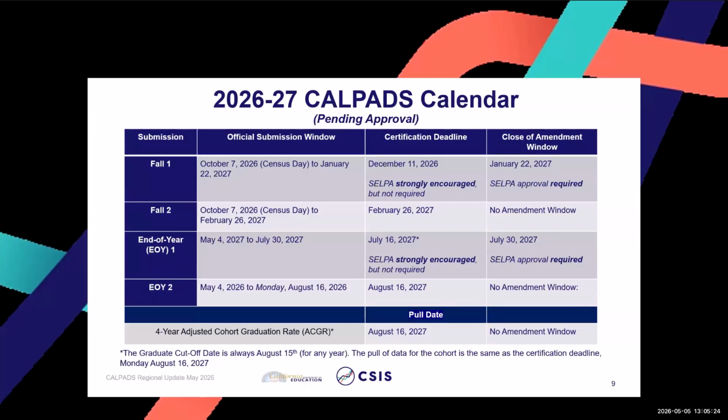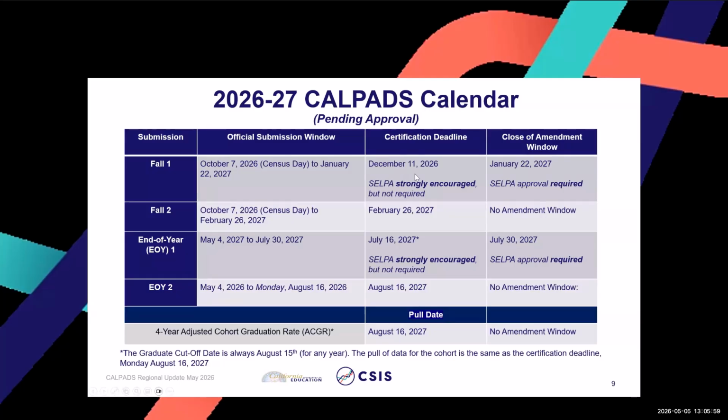This slide shows the suggested, or tentative, dates for the CALPADS reporting calendar for the 26-27 school year. These dates are tentative, they are pending approval, but it is very likely that the dates for the 26-27 CALPADS calendar, once they are approved and published, will resemble this table to quite a large extent. So in 26-27, both Fall 1 and Fall 2 will open on Census Day, which is the first Wednesday in October, and this year it lands on October 7th.